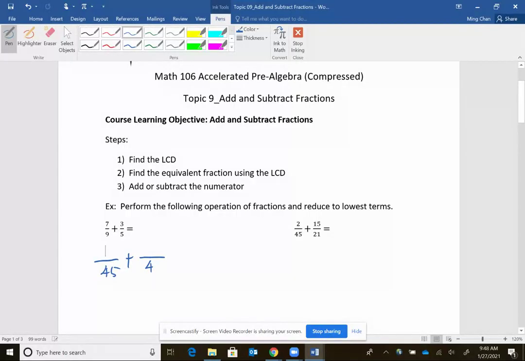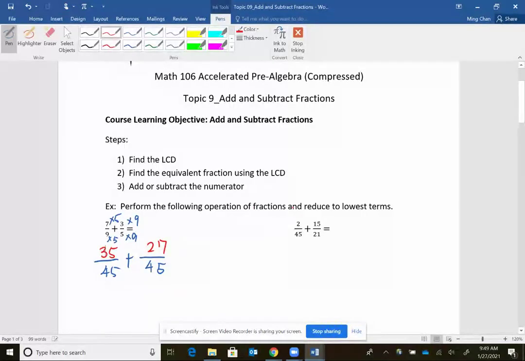So now step number 2, find the equivalent fraction. So to go from denominator 9 to 45, I've got to times by 5. So in other words, I'm making my 7 over 9 five times as large. That means my numerator will also times by 5. That will give me 35. 5 will go into 45 nine times. So my numerator times by 9. So that will be 27.